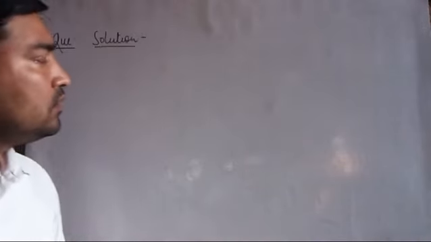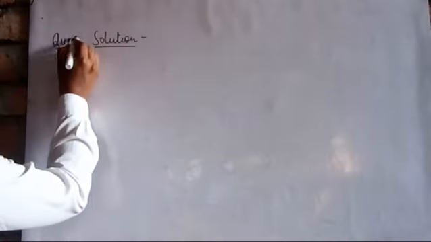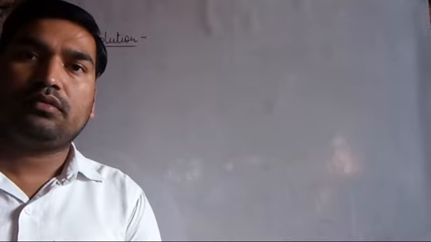After that, a student asked question number 5. And question number 5 is, when a glass rod is rubbed with silk, they get electrified by equal charge. Then how is the law of conservation followed here?